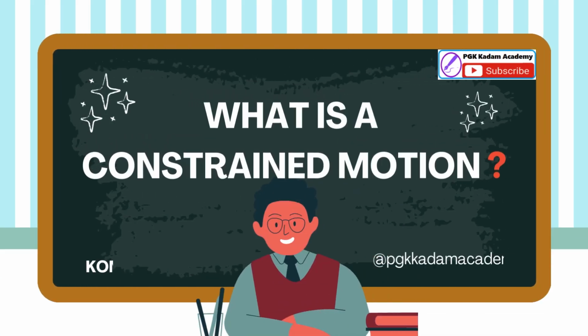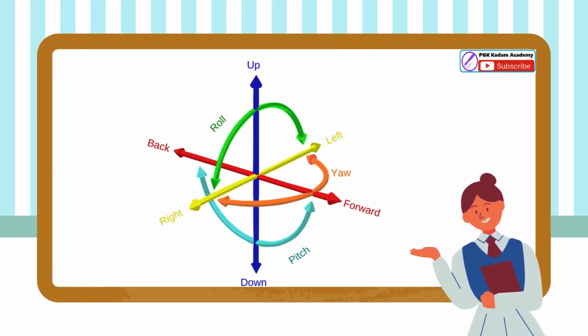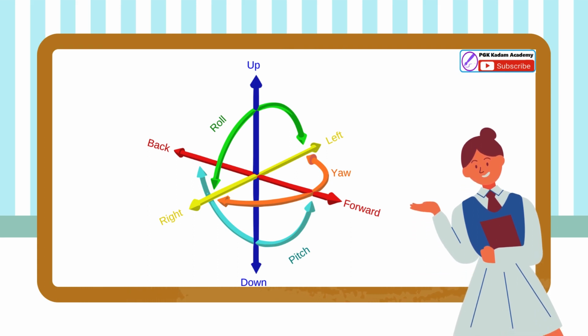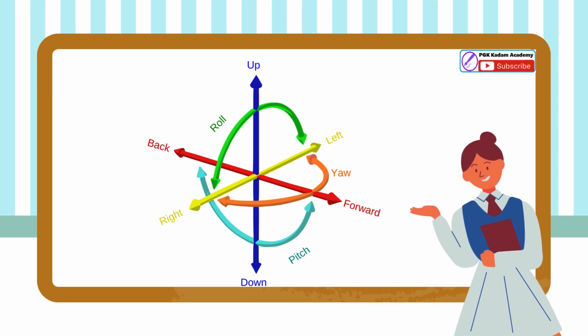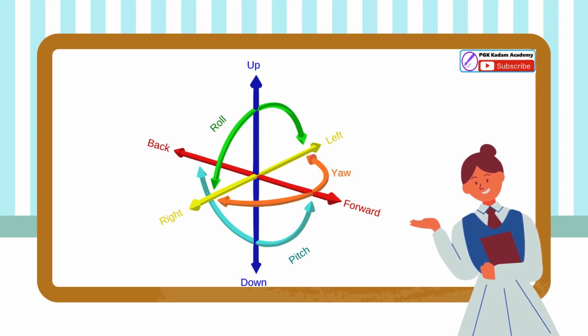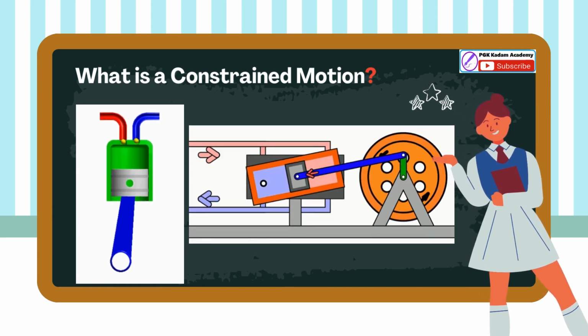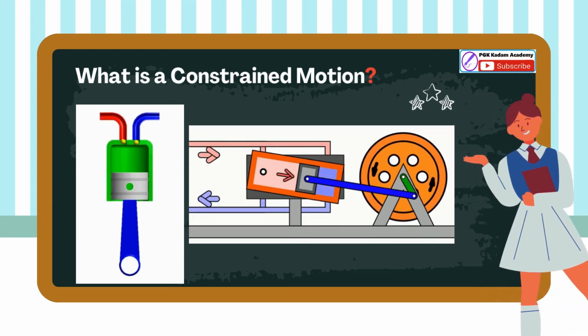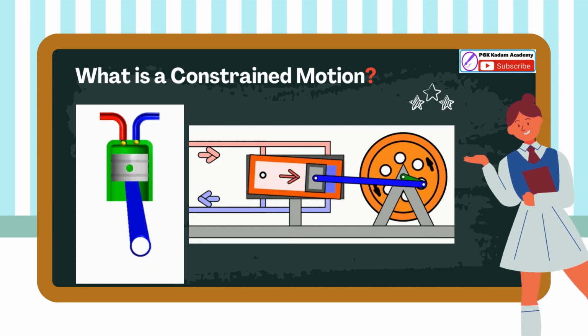What is a constrained motion? The body has 6 degrees of freedom when it is not constrained. The body will not move in any direction if all the degrees of freedom are locked. The motion that occurs when the body is allowed to move in one direction but constrained in all the other directions is called constrained motion.